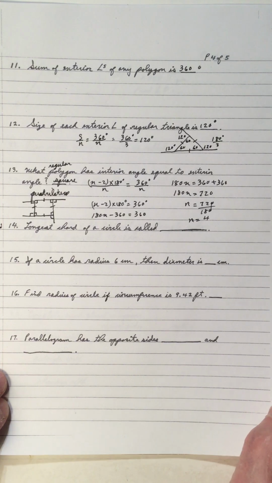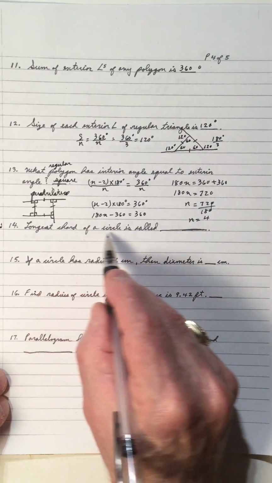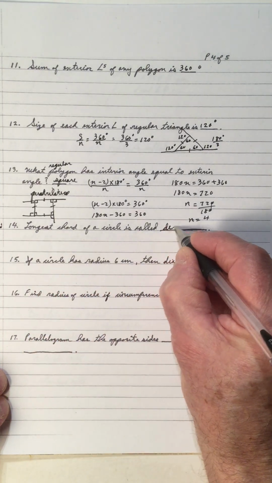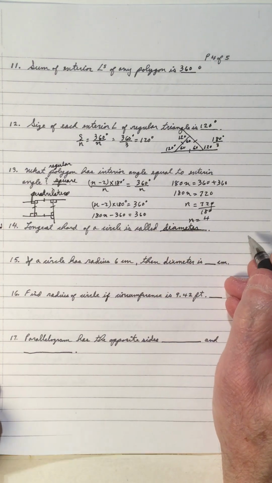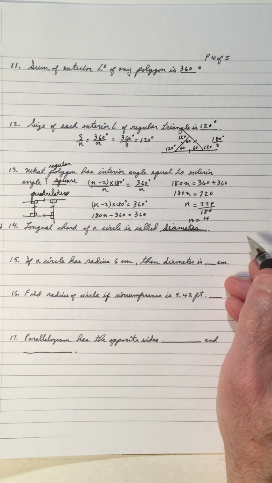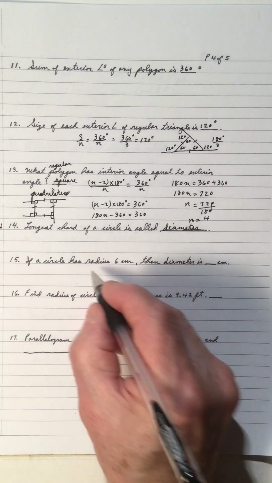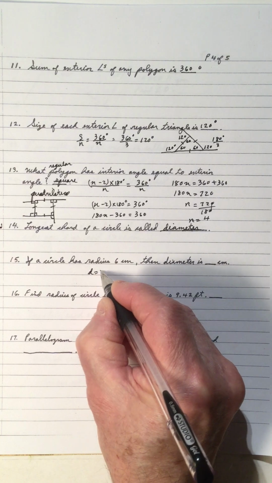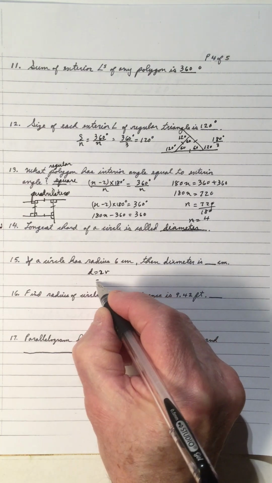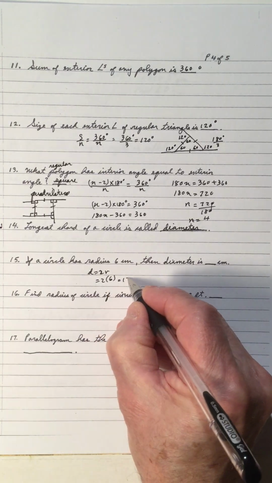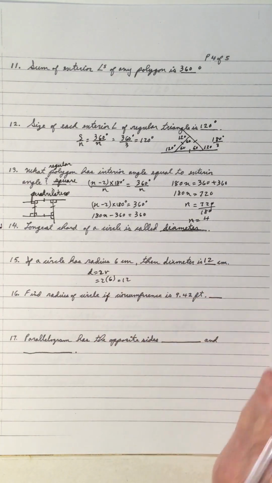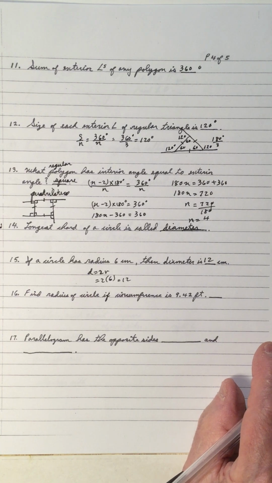Number 14. The longest chord of a circle is the diameter. Diameter is the longest chord of a circle. If a circle has a radius of 6, then its diameter is blank. So the diameter is twice the radius, so it's twice 6, so that becomes 12. So it's 12 centimeters.